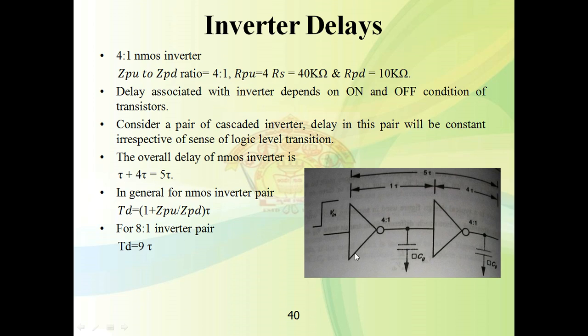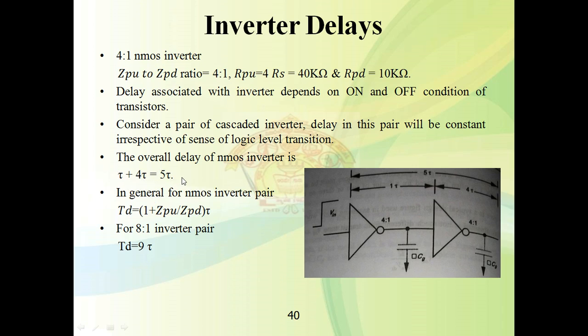When applied voltage is high, this pull down transistor is on, which means there will be only 10 kilo ohm resistance, and this is 1 square Cg. So as we discussed, it is 1 tau. And in case of pull up transistor, there is a 40 kilo ohm resistance, and here it is 1 square Cg capacitance. So therefore there will be 4 tau. So the time required for one pair, that is the overall delay in nmos inverter pair, is 1 tau plus 4 tau, that is equal to 5 tau.